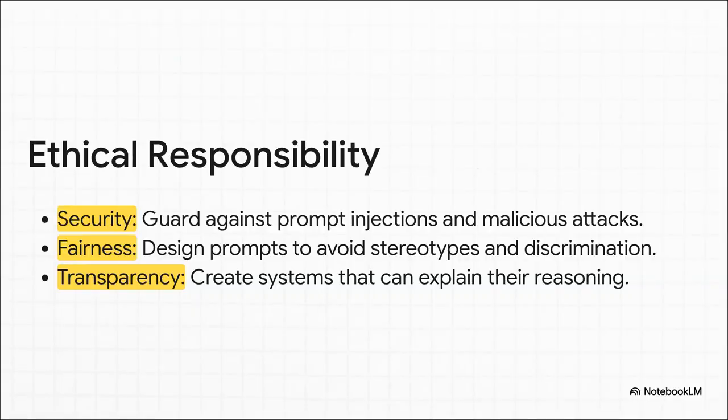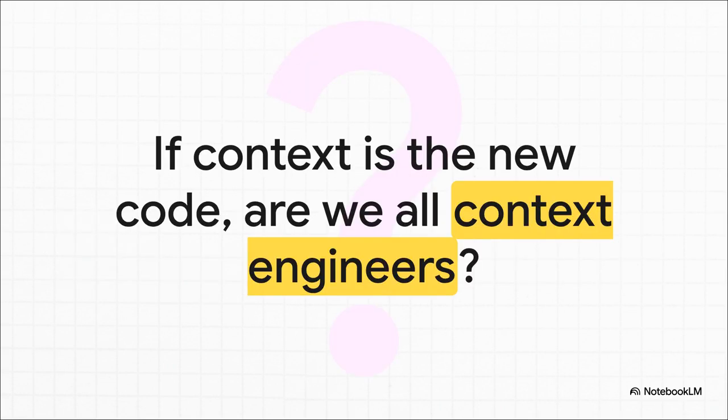Of course, having this much control introduces some pretty serious engineering challenges. As a context engineer, you're now the architect of the AI's world. That means you have to build in security to stop attacks like prompt injections. You have to design for fairness, making sure you aren't feeding it biased data. And you have to build for transparency, so the system can actually explain itself, which is crucial for real debugging and validation.